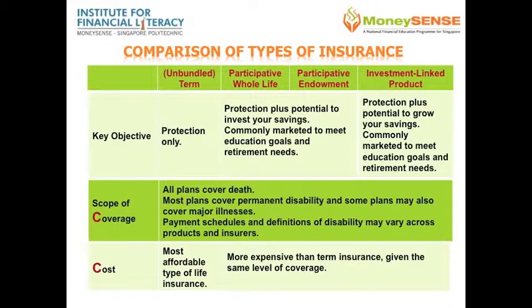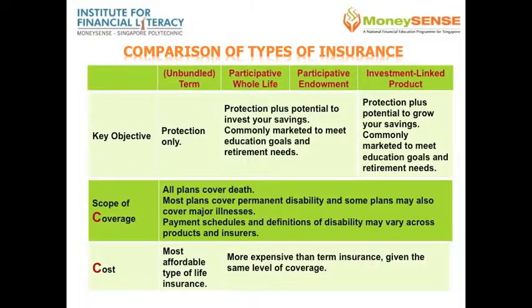In terms of cost, term insurance will be the most affordable since they only provide you with the coverage. If the covered event does not occur during the covered period, there will not be any cash value. Whereas for whole life, participative, and endowment plans as well as investment-linked product, they tend to be more expensive given the same level of coverage, as other than protection, they also offer an element of savings.